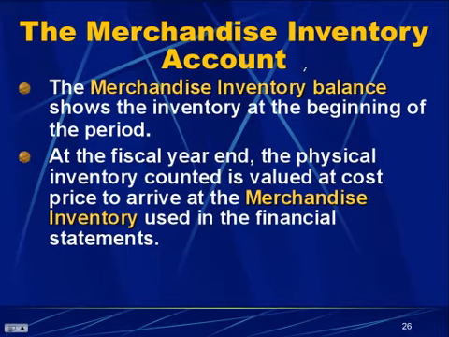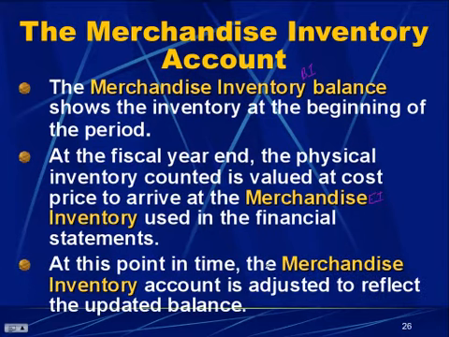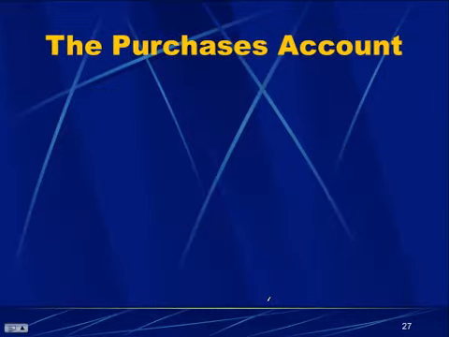So this would be the beginning inventory, and this is going to be your ending inventory. At this point in time, the merchandise inventory count is adjusted to reflect the updated balance, and you're going to see this in the next section on worksheets for the merchandise company.